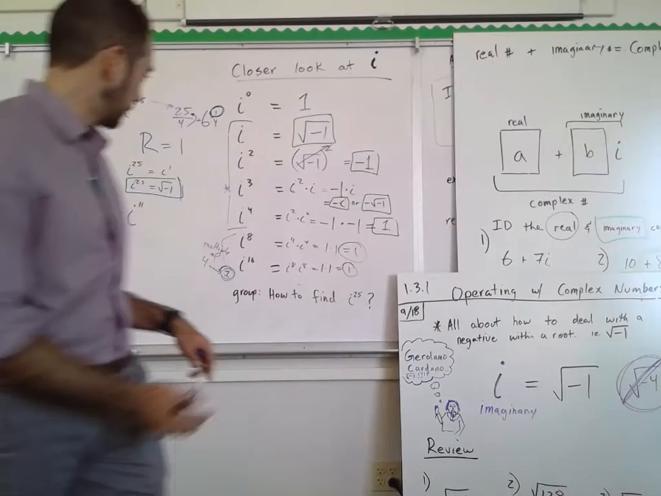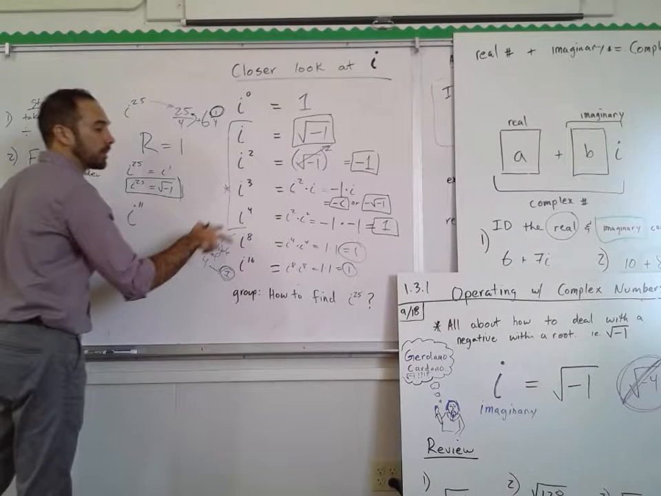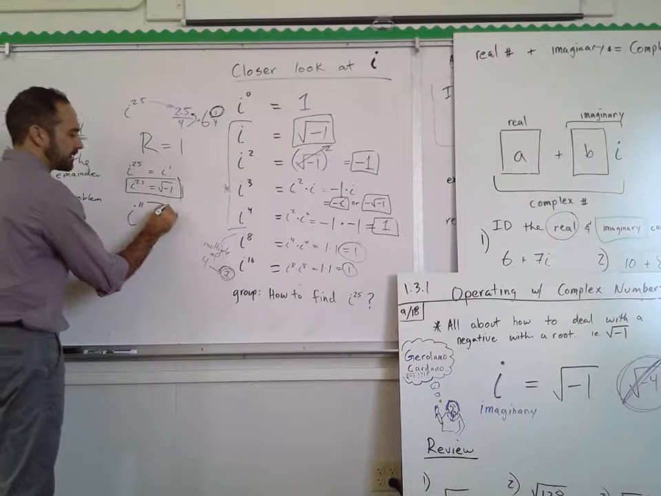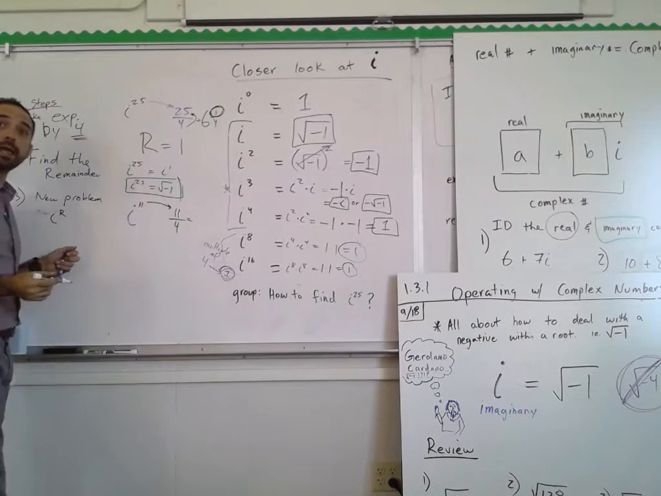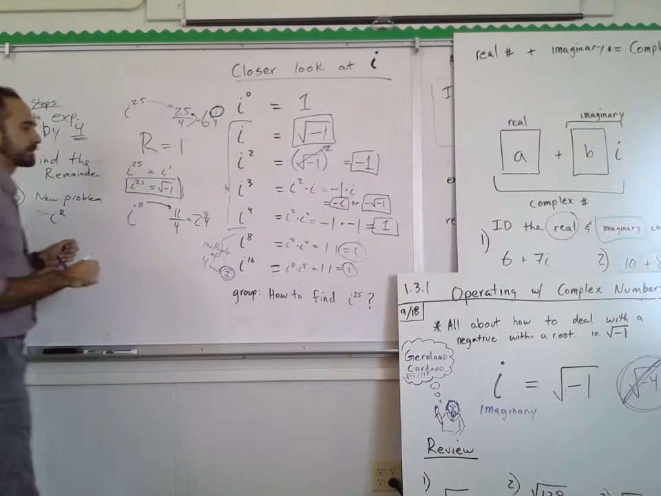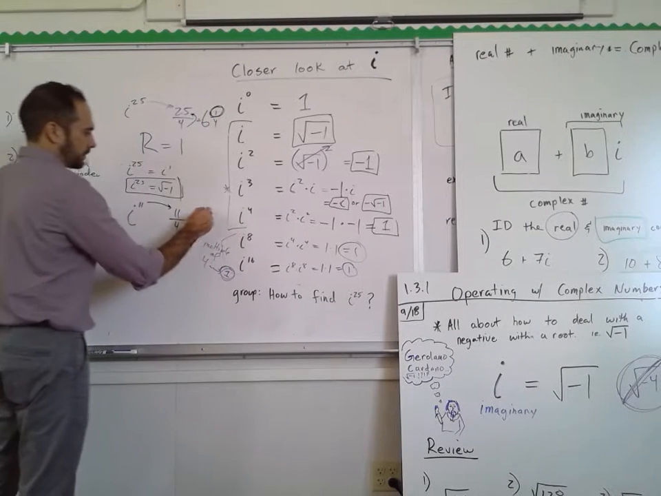All right, so we're back to this problem, i to the 11th. What are our steps? We know that multiples of 4 always give us 1. So we want to see how far we can get with the multiples of 4 and what's our remainder. So we take the 11, we divide it by 4. What does that give us? 2 and 3/4. Good. What's my remainder in this case? 3. 3 is my remainder.